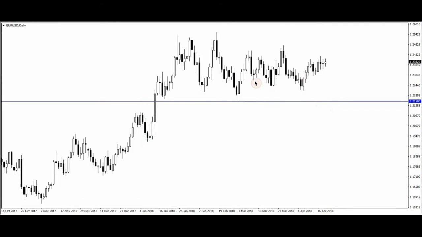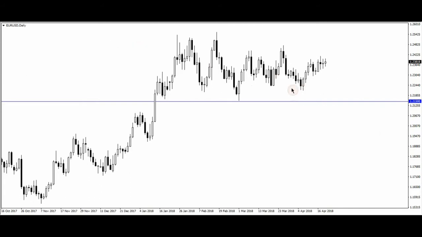I took two trades in Euro USD, one trade in GBPUSD, one trade on NZDUSD, and one trade on Euro GBP. I had a loss in Euro GBP, so that was a minus R, but the other four trades went into profit. So I'll just start with Euro USD.